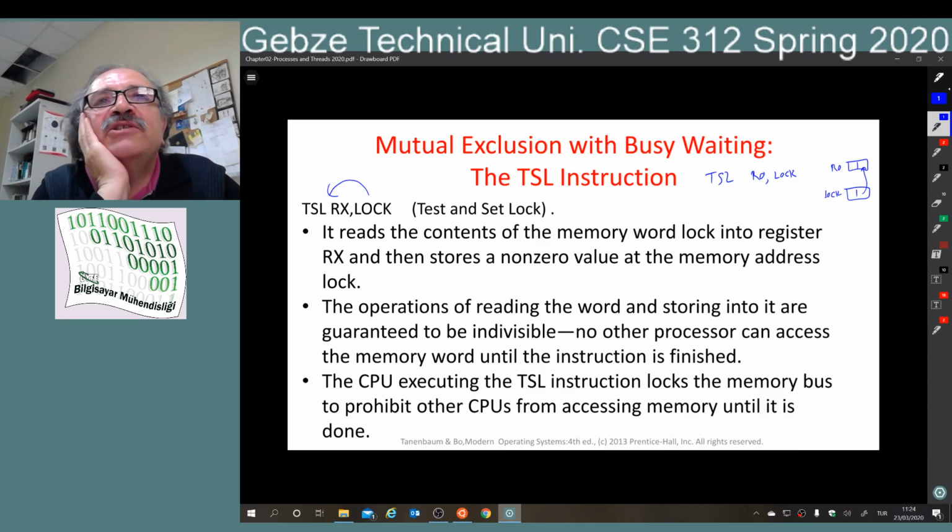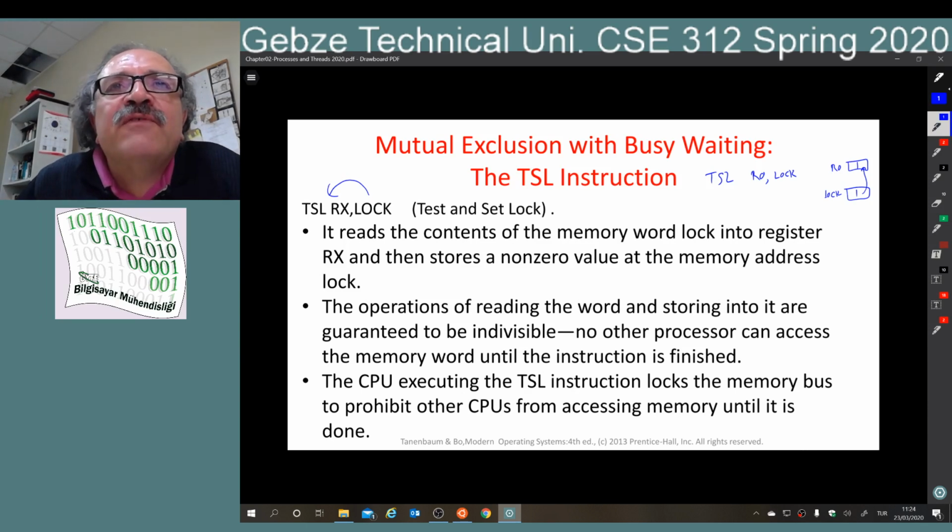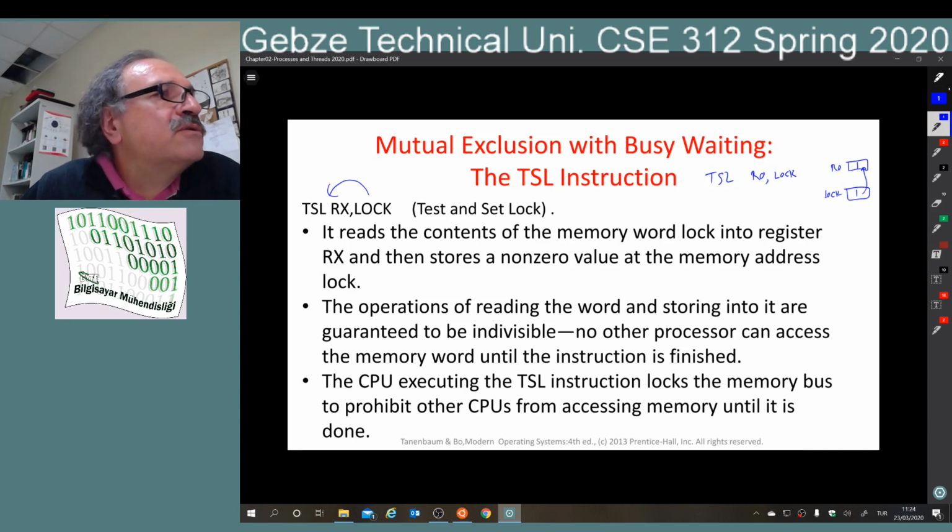Okay, Mustafa has a question. Are the atomic variables infrastructure like that? Oh, Mustafa, I did not understand your question. What do you mean they are infrastructure, atomic variables? What's an atomic variable? It's an atomic instruction, I said. Did I say something wrong? Sorry.